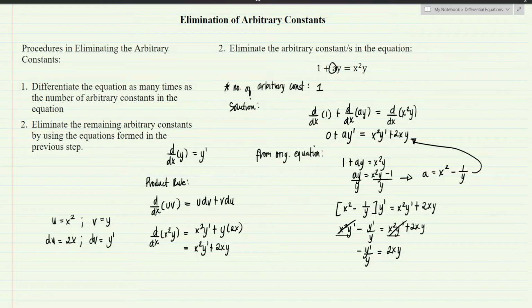Now, the final steps here is we need to remove here the denominator, then equate our equation to 0. So I will start by multiplying both sides by y so that I can cancel this denominator. So I will have here negative y prime equals 2xy squared. So that would be y times y, that would be y squared. Then last step, I will just transpose this negative y prime to the right side of the equation. So the final answer here is 2xy squared plus y prime equals 0.